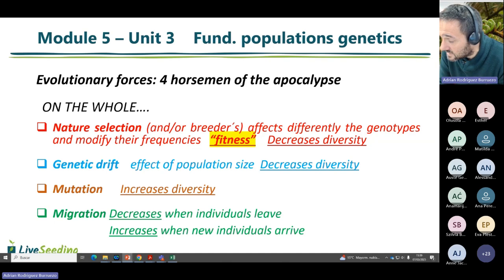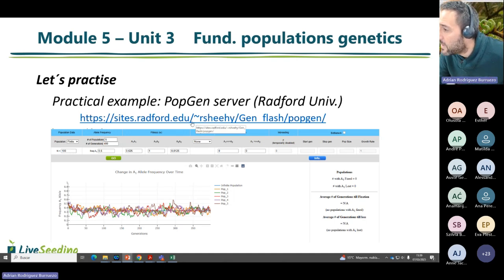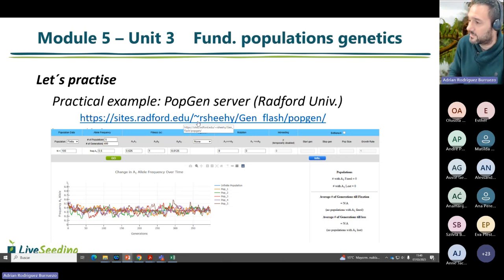Okay, so these are more or less the four evolutionary forces, and now it's time to practice, to show you a practical example. I will connect this. This will be in the presentation. Please limit your practice, because maybe the server may collapse if all of you connect. But just take notes, because I will ask you to practice.